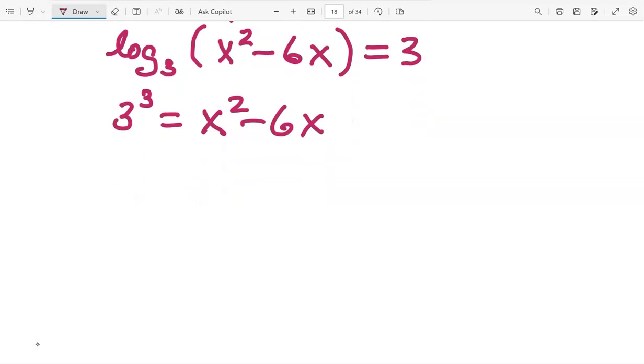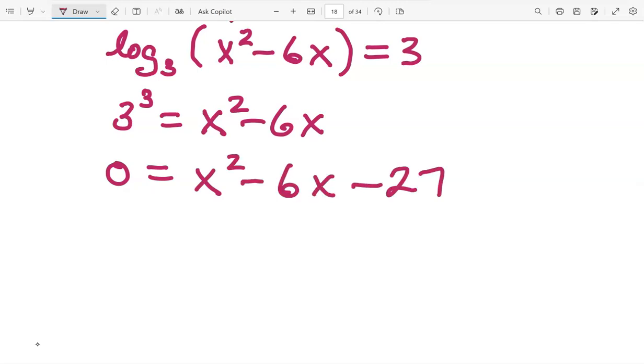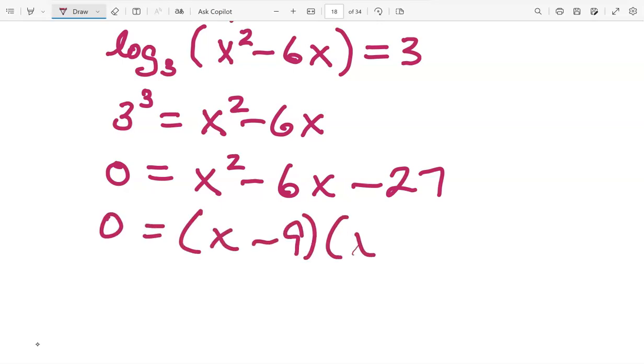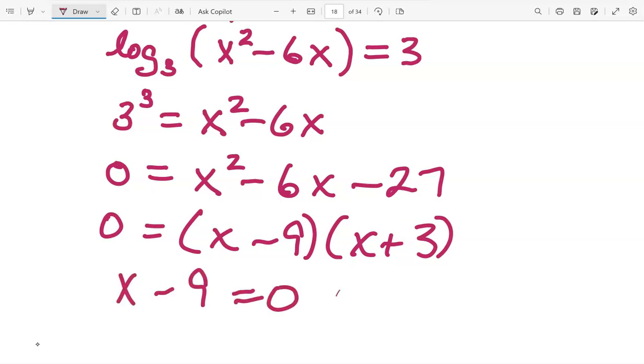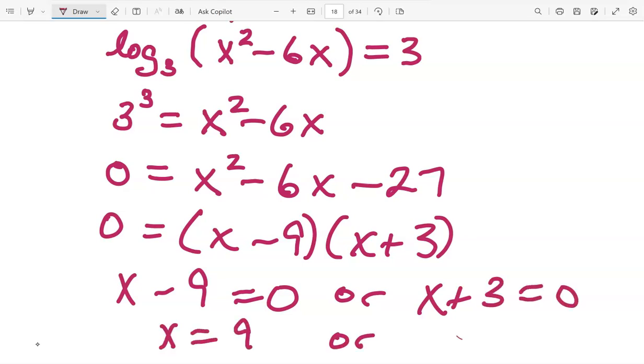Since 3 to the third is equal to 27, we can subtract 27 from both sides of the equation, and then factor x minus 9 times x plus 3. So either x minus 9 is equal to 0, or x plus 3 is equal to 0. So x is 9, or x is equal to negative 3.